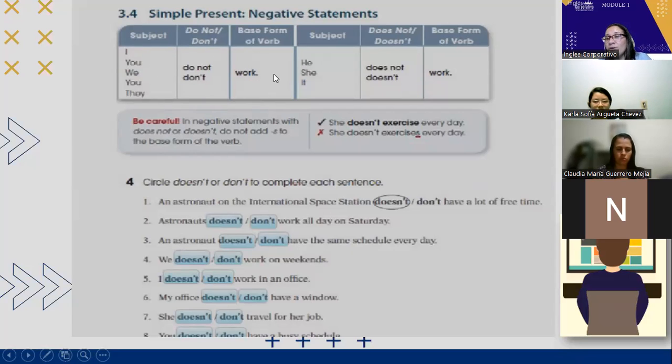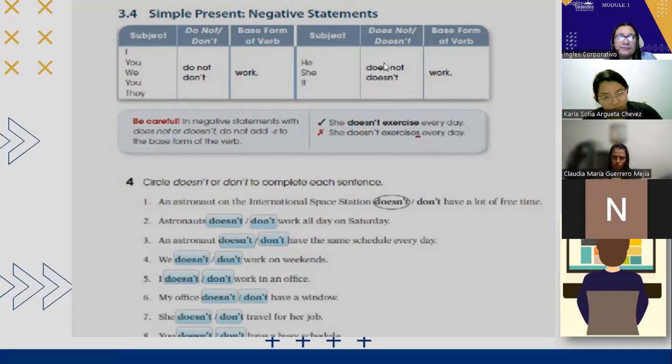So, I do not work in Santa Ana, for example, yes? We do not or we don't study French, yes? You do not or you don't live in Spain, yes? So, this is for the negative form, okay? And for he, she, it, does not or doesn't, which is the contraction, and the verb. So, in negative statements, does not or doesn't, do not add s. Aquí, ya aunque sea la tercera persona, no le vamos a agregar s al verbo. Yes? So, do not add s to the base form of the verb. She doesn't exercise. Okay? She doesn't exercises. It's incorrect. Right?